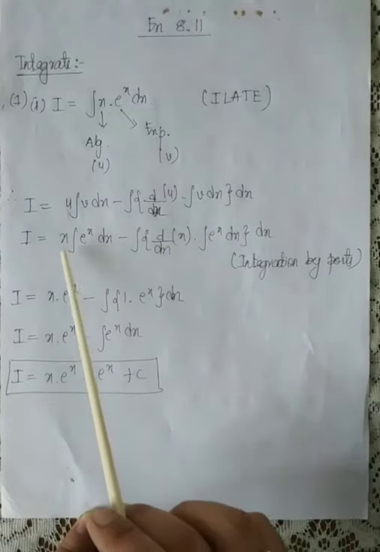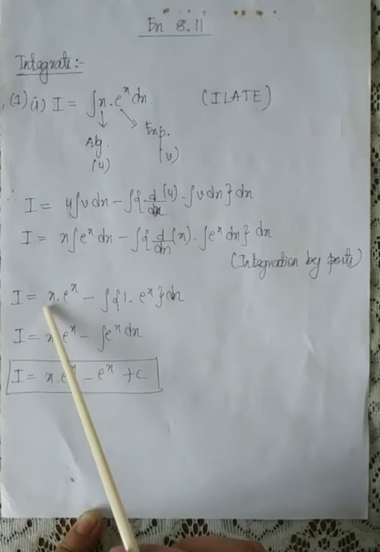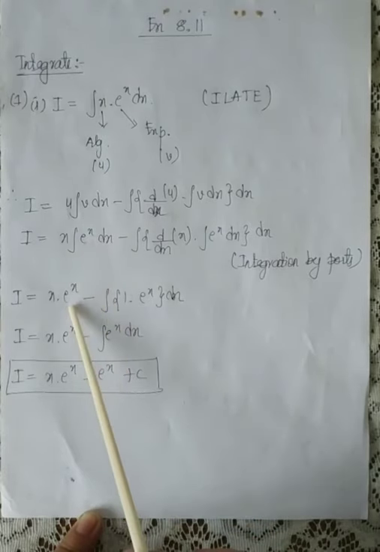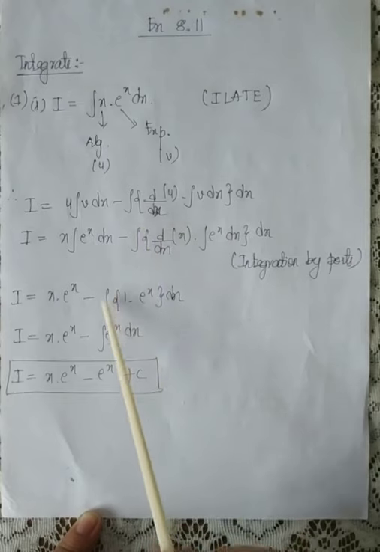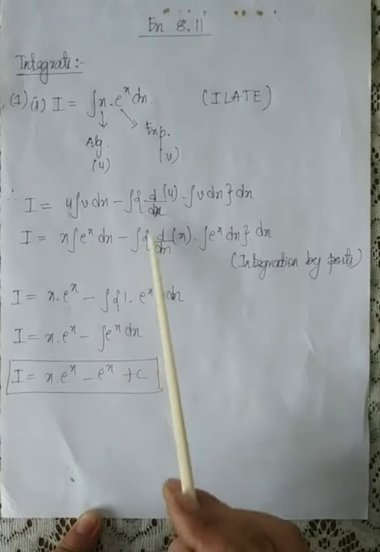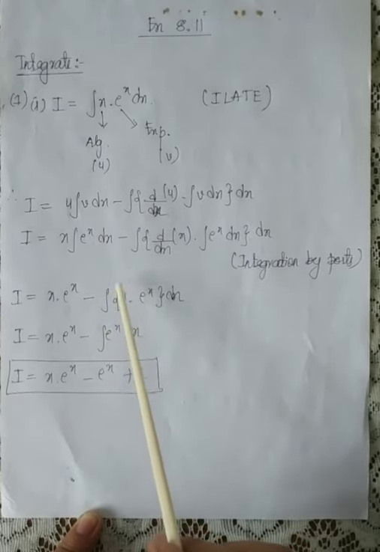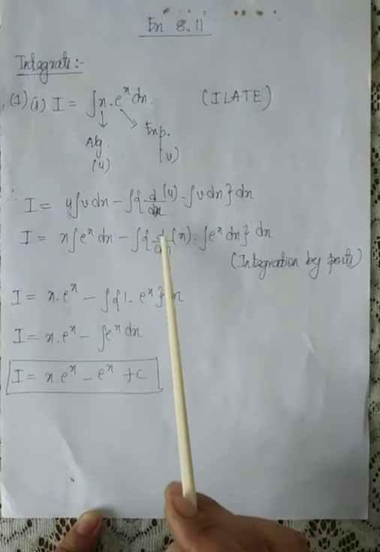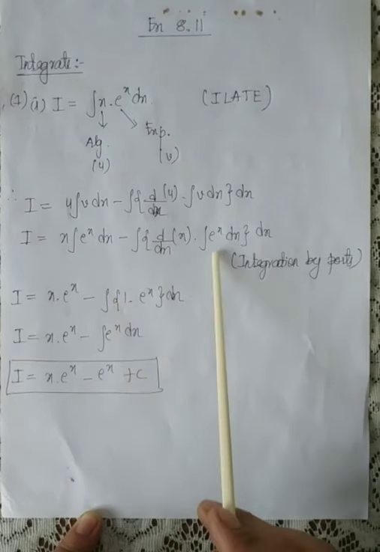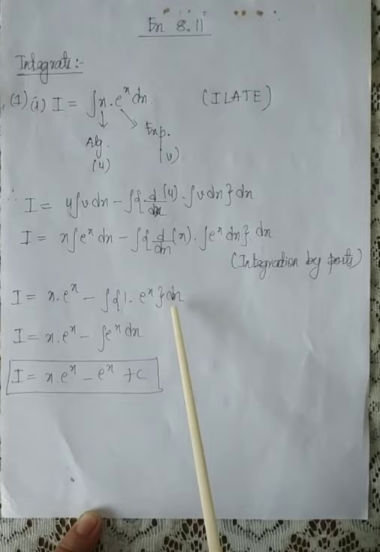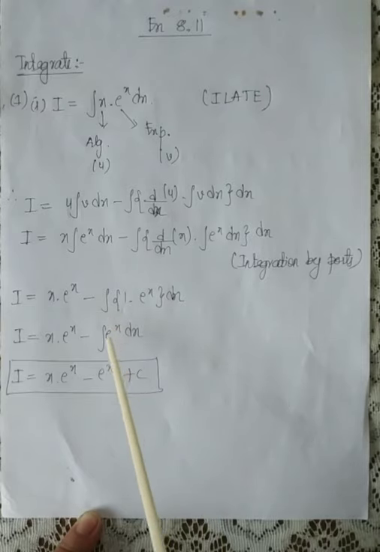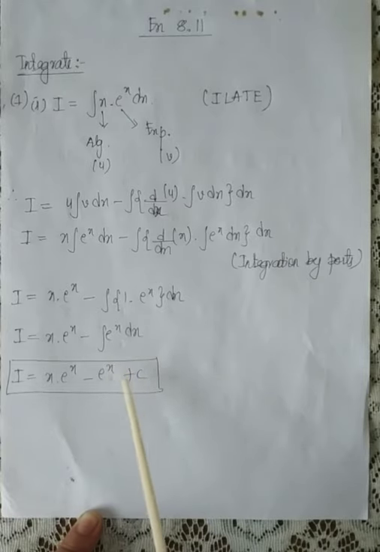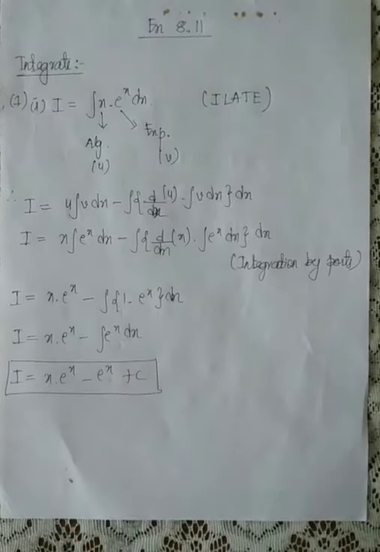Okay, so now integration of e to the power x is e to the power x, so x e to the power x minus integration, within the curly bracket, d dx of x is 1, integration of e to the power x is e to the power x, and then dx, and then this is the same thing, minus integration e to the power x, and integration of e to the power x is e to the power x, and then finally plus c. Okay, so pause the video, note it down.